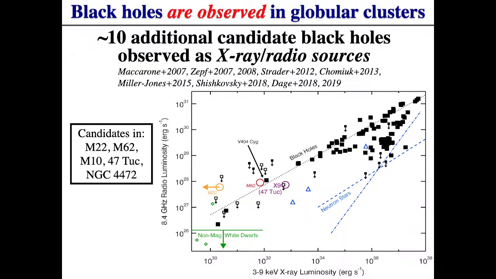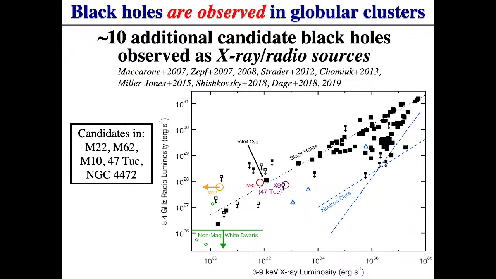So the basic idea is, looking at the so-called fundamental plane of black hole activity, the ratio of radio to X-ray luminosity, objects up on this part of the track where all these globular cluster sources are found, we argue are black hole accretors. So there's around 10 or so of these X-ray/radio black hole candidates in a handful of different Milky Way globular clusters.